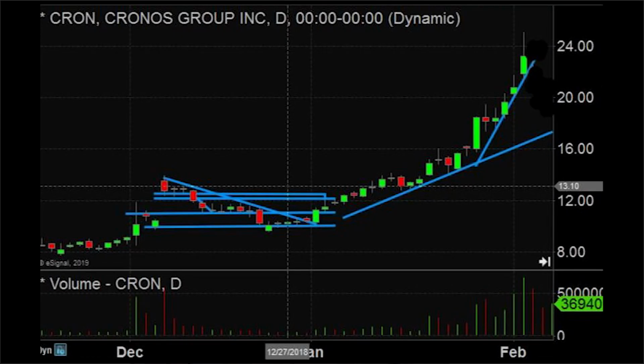So here's the CRON, C-R-O-N, the daily, which we're going to talk about in detail. But here's what it looks like on the daily. It was trending higher. It broke out above $16. And then the trend started to accelerate over a period of a few days. It moved up basically 50% over a 4-day period.